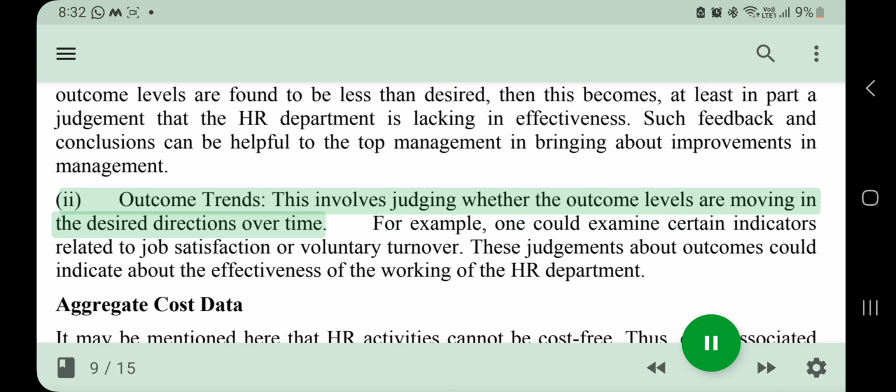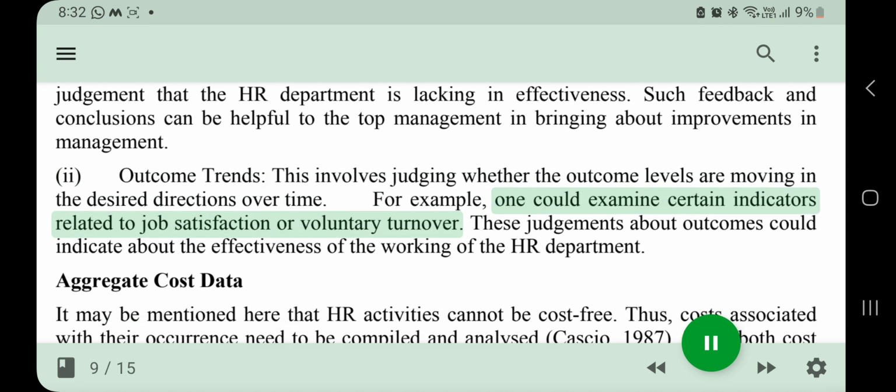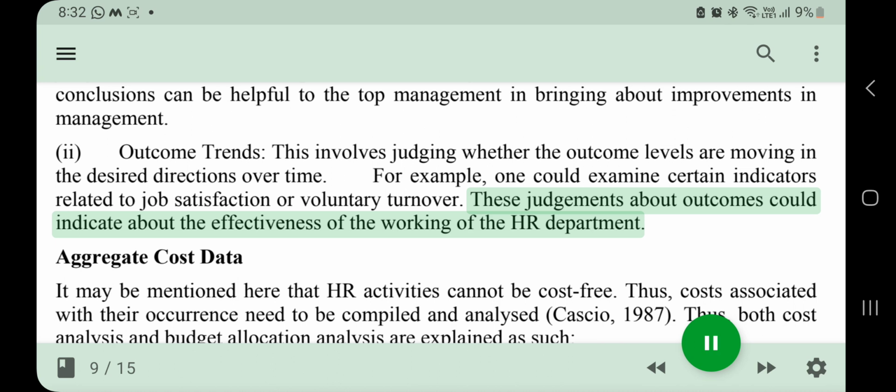Outcome trends. This involves judging whether the outcome levels are moving in the desired directions over time. For example, one could examine certain indicators related to job satisfaction or voluntary turnover. These judgments about outcomes could indicate the effectiveness of the working of the HR department.